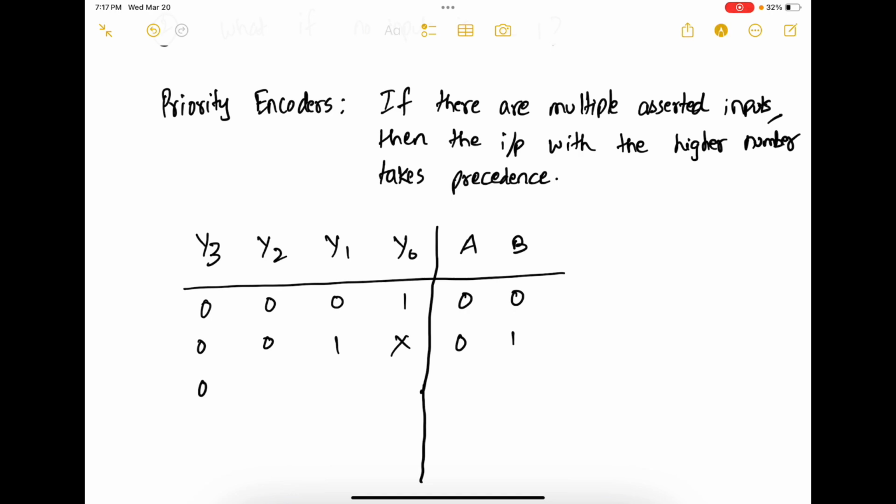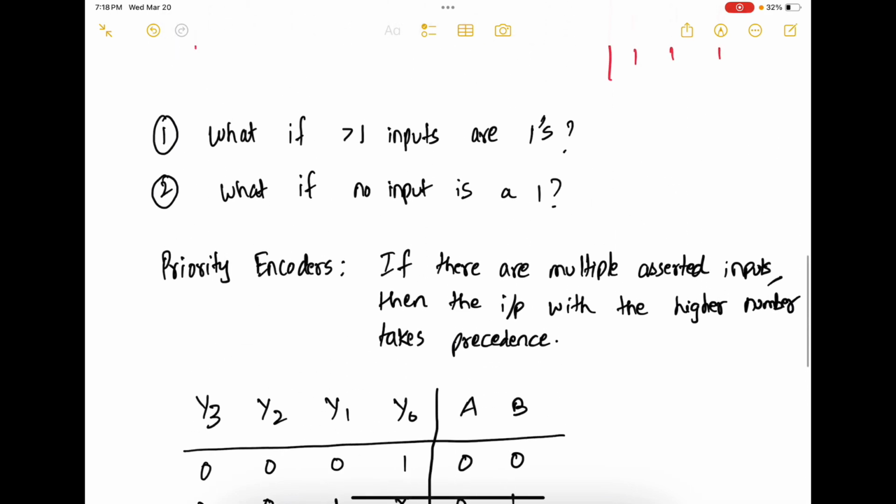Similarly, when y3 is a 0 and y2 is a 1, it doesn't really matter what the values of y1 and y0 are. y2 has the higher number, so it's going to take precedence. So it's 1, 0. When y3 is a 1, it doesn't really matter what the values of y2, y1 and y0 are. y3 has the higher number, so it's going to take precedence and you get the output as 1, 1. So that solves the first problem, the condition where there are more number of inputs that are ones.